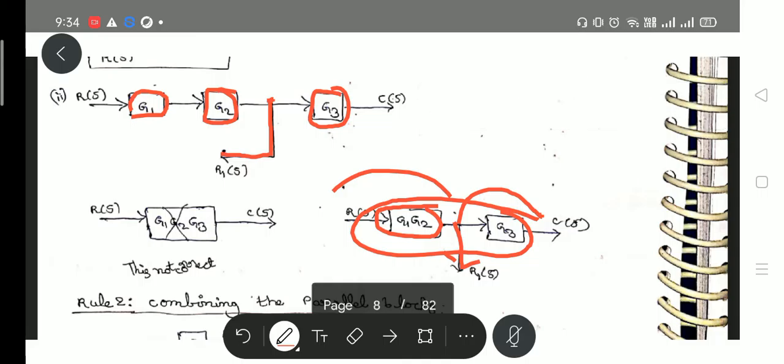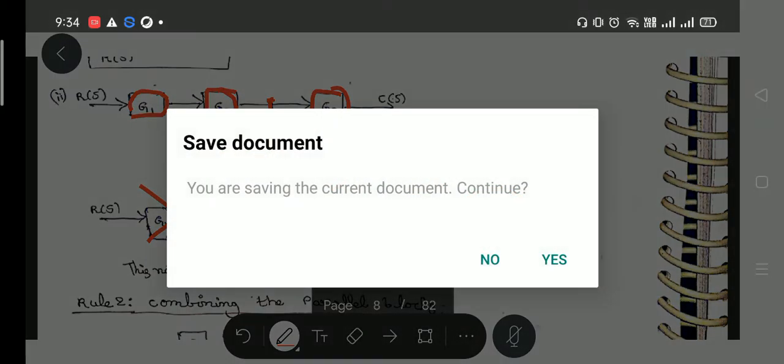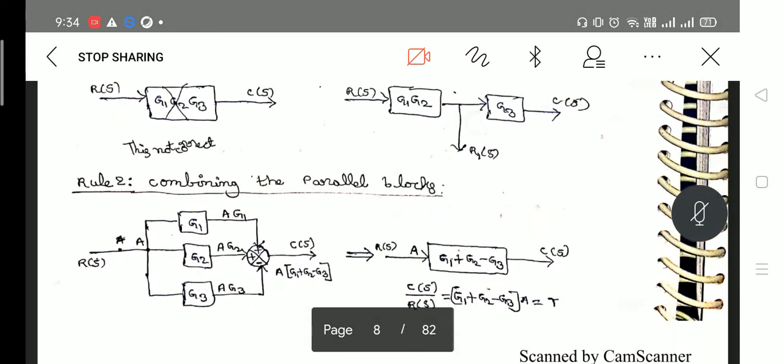Directly we cannot multiply all the three blocks. This is wrong. Okay, this is the cascaded connection. Next, going to the parallel.